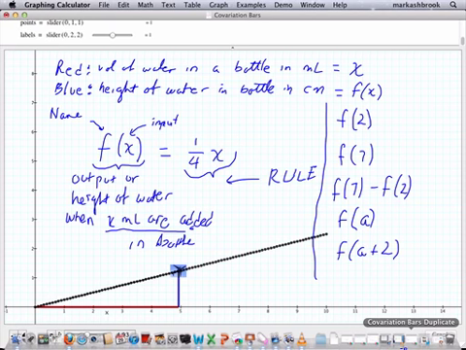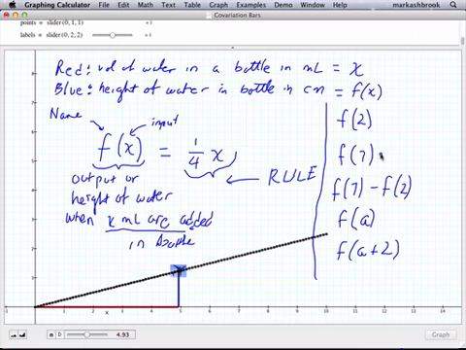F of 7. Go. When you put 7 milliliters of water into it, the height of the water would be when 7 milliliters are in. And what is the height of the water? What is that equal to? 1/4 of 7. 1/4 of 7. Could write it like that. But what I originally asked you for was the meaning of it, which is the height.